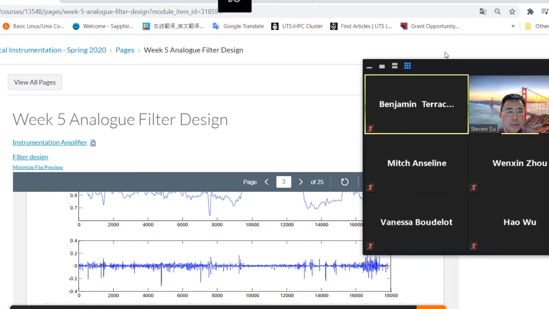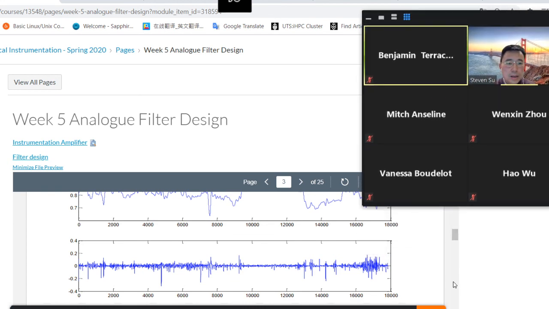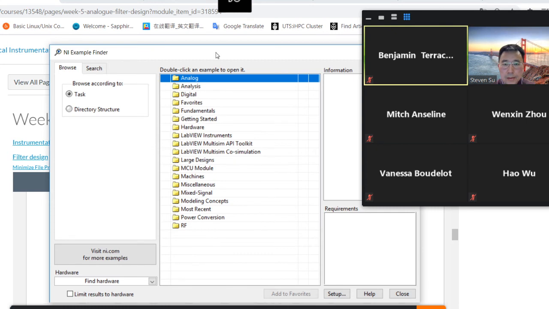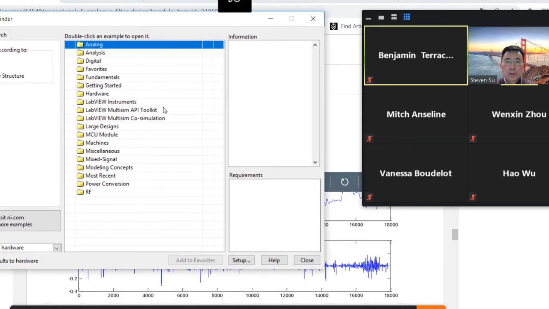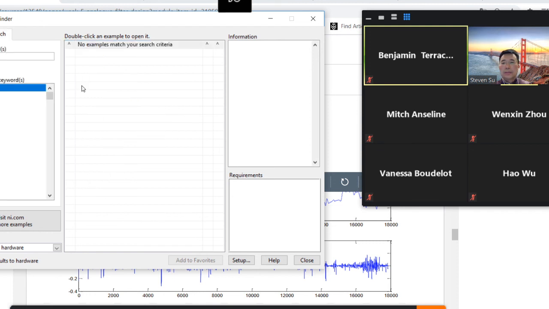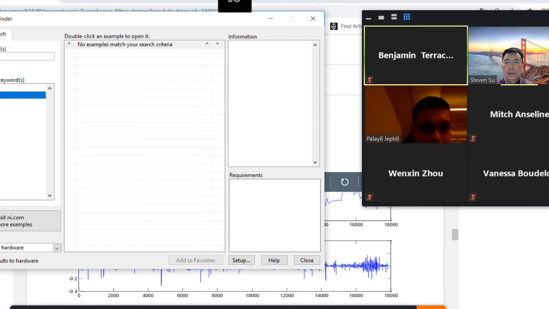In that case, I will give you some very basic introduction about how to use Multisim. So this one is how to find some examples. For example, you want to do an amplifier. You have several amplifier circuits you can search.